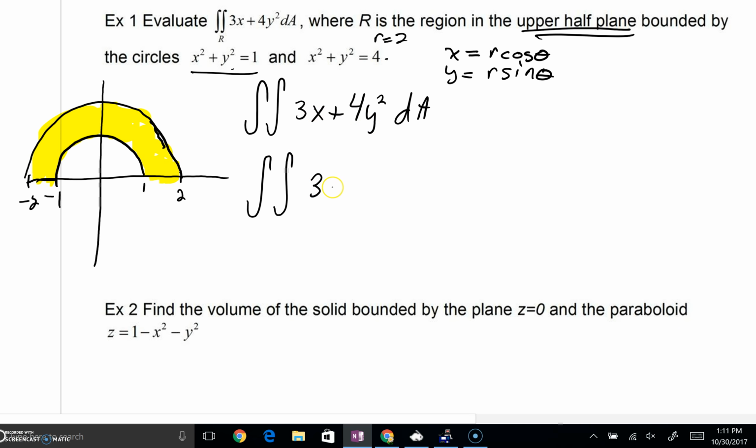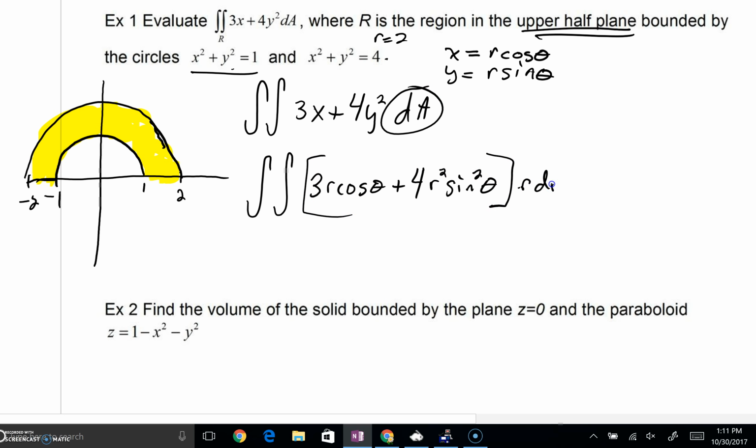The integrand becomes 3 r cosine of theta plus 4. Now, squaring y would get r squared sine squared of theta. But our dA, from what we just saw earlier, is going to be r dr d theta. And at this point, we are really dealing in a better situation because we're going to integrate with respect to r first. Guess what those boundaries are?